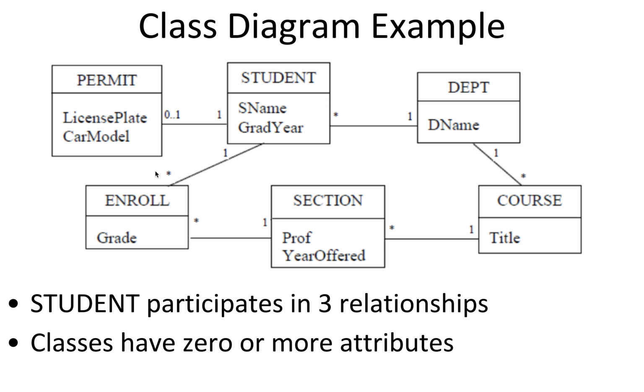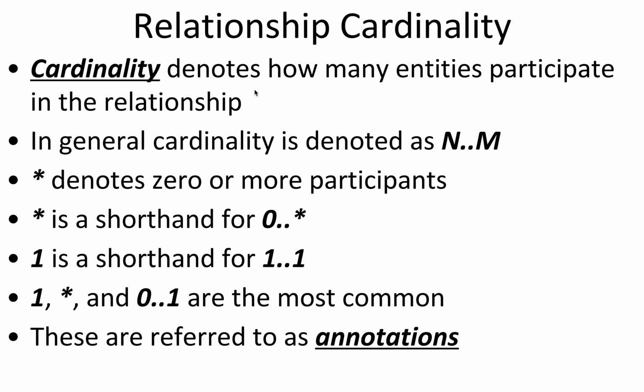For every 1 student, there can be many enrollments. For every 1 department, there might be many students participating in that relationship. And we call that cardinality. You need to represent cardinality and document it in your assignment. Make sure you have cardinality at each one of the extremes of each one of the classes.